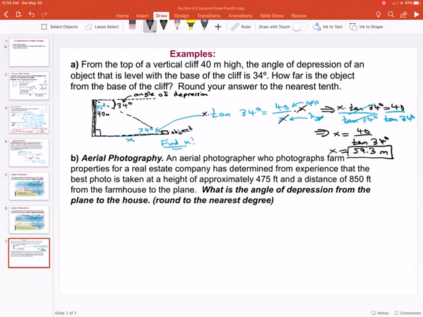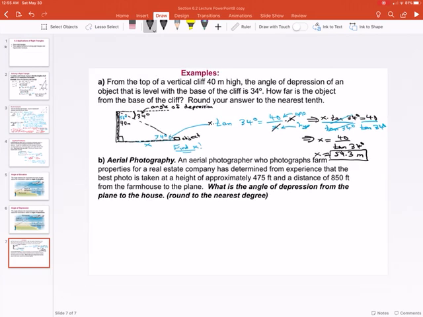So let's get a picture, a visual of what we're looking at. I'm going to draw a picture of this plane. Let's put our plane up here, flying in the sky. We're looking at photography, trying to take a photo of this farmhouse. So I'm going to draw the farmhouse down here. All right, here's my farmhouse.